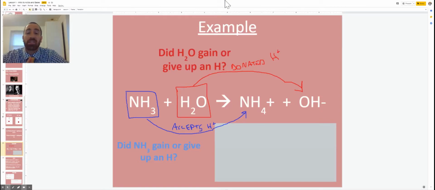So going back here, this is the type of question that I'll need you to break down. Look at the reactants. Did the reactant gain an H? If it did, you say it accepted an H, and therefore it's a base. Did the reactant lose an H? If it did, you say it donated an H, and therefore it's an acid. That's it. Those are your two definitions.